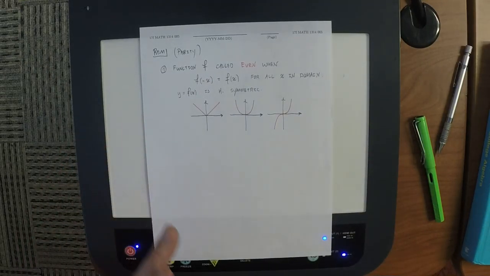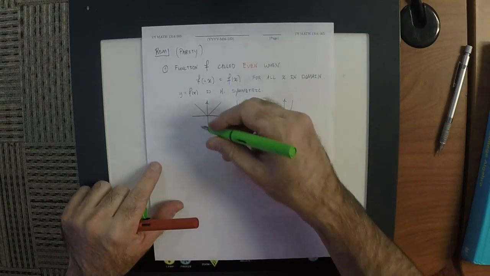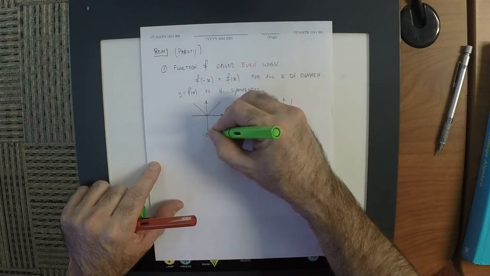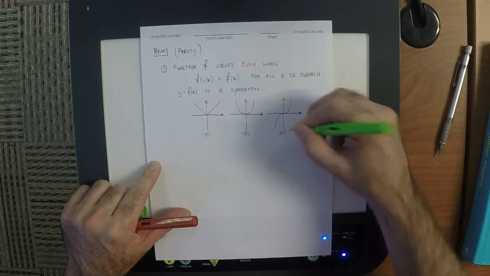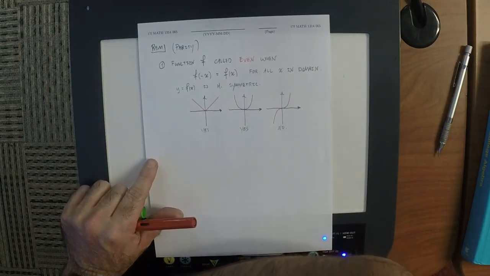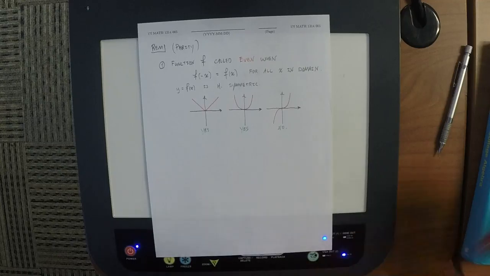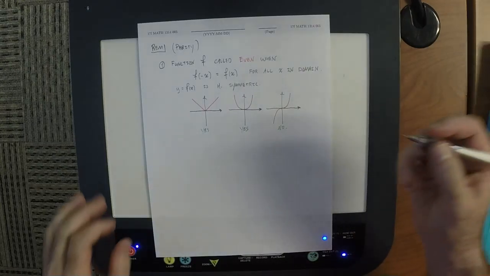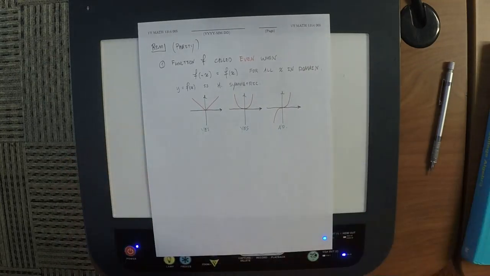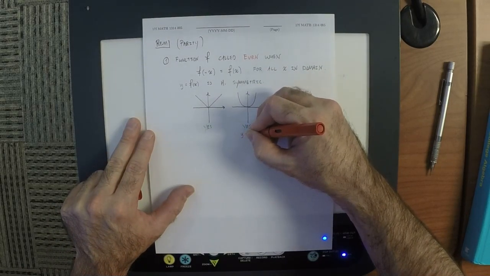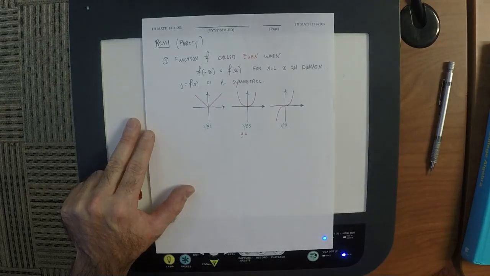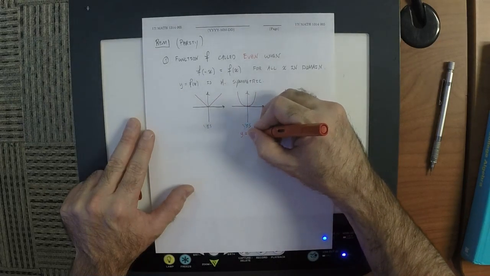Okay, so, yes, yes, no. You can see from the picture the horizontal symmetry, but I'd also like to point out, for example, for the parabola, what's the formula for parabola? Y is what? X squared.